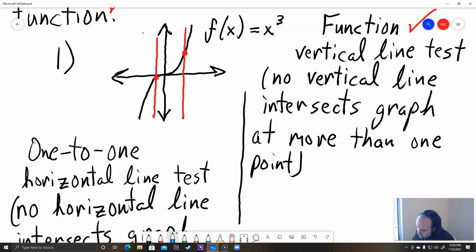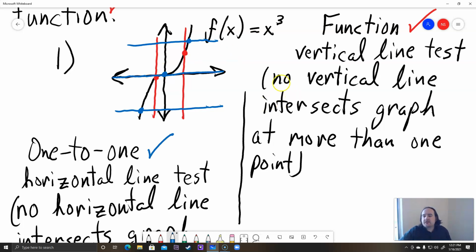So if I draw any horizontal line anywhere I want on this graph, we can see, for example, here, this blue horizontal line only intersects the graph at one point, so we're good there. And if I draw one right here, right on the x-axis, we can also see that that only intersects the graph at one point. Even though the graph is getting close to horizontal right there, it's not quite horizontal, so it's only intersecting at one point. And the same thing up here. If I draw another horizontal line up here, none of these horizontal lines are intersecting the graph at more than one point. So that means this is actually a one-to-one function.